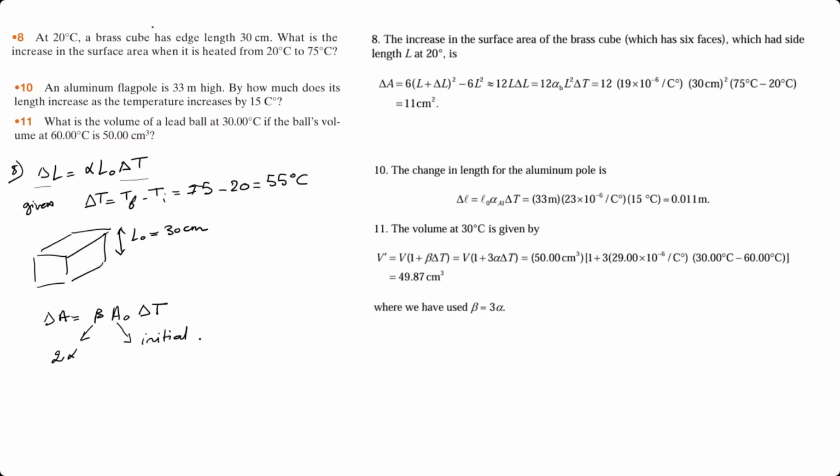I am given the initial length, which is a bit tricky, but simply noticing that we need the initial area and that this is a cube, then the area is none other but the length squared. And this is going to be 30 centimeters squared. So I can solve for the initial area. This is 0.09 meters squared. So I can find the change in the area.